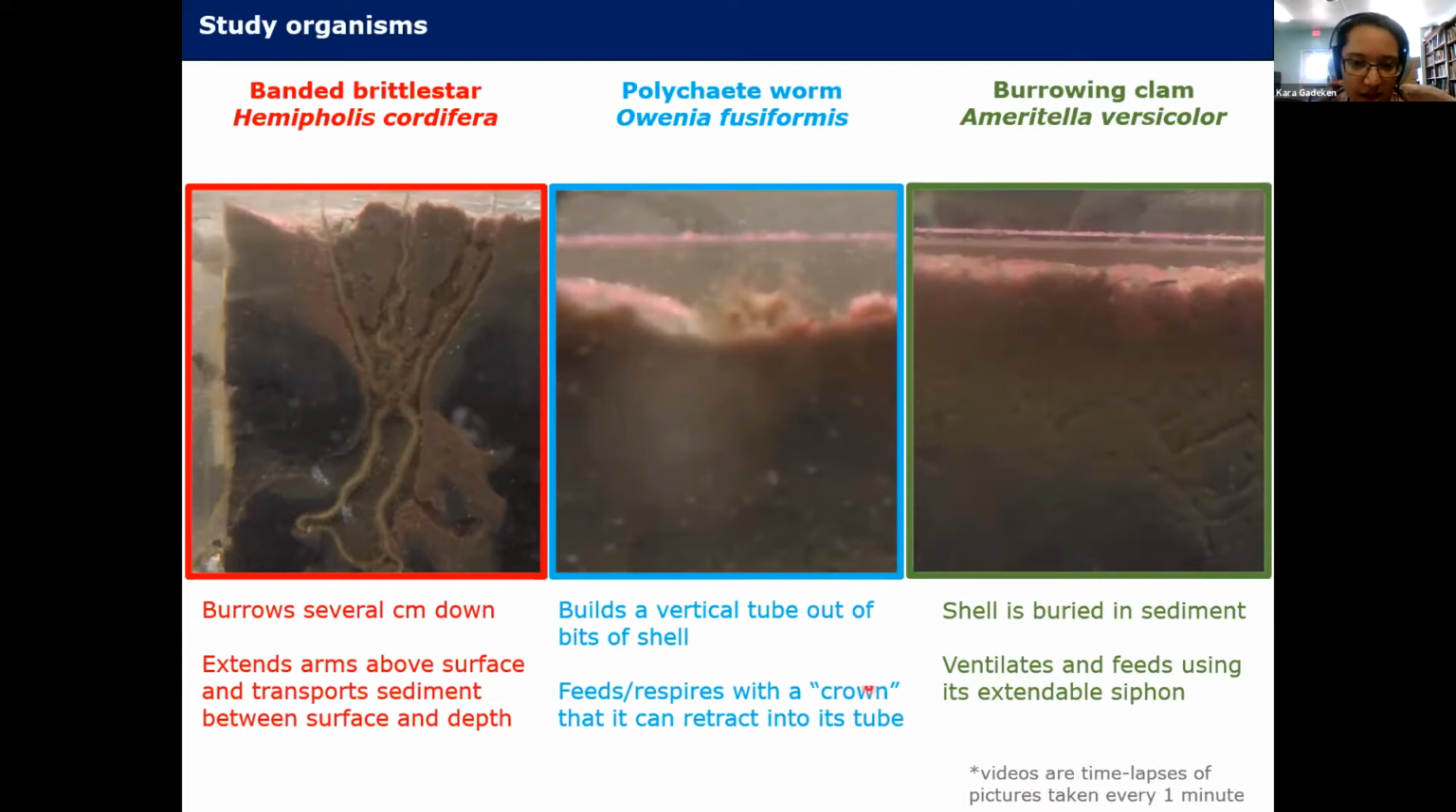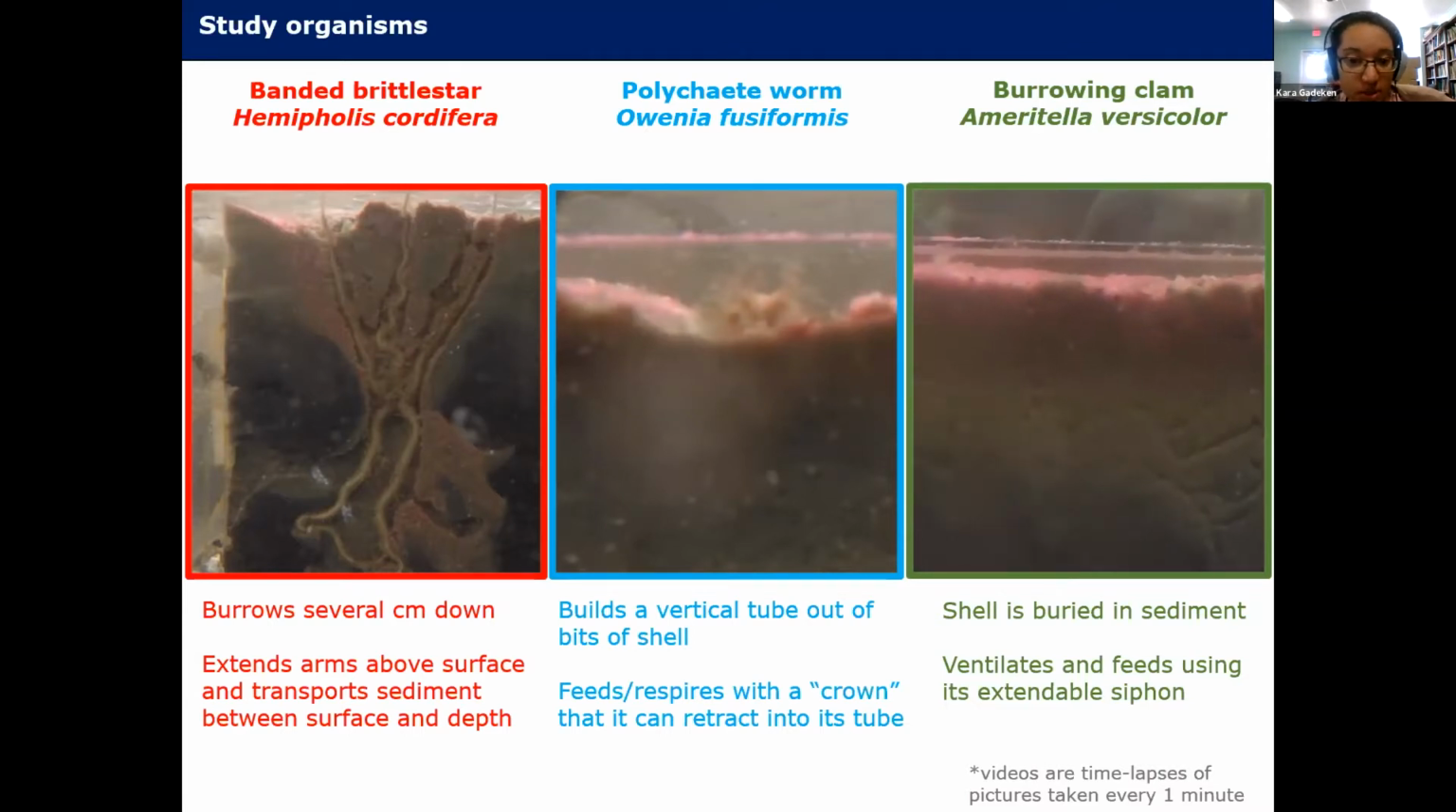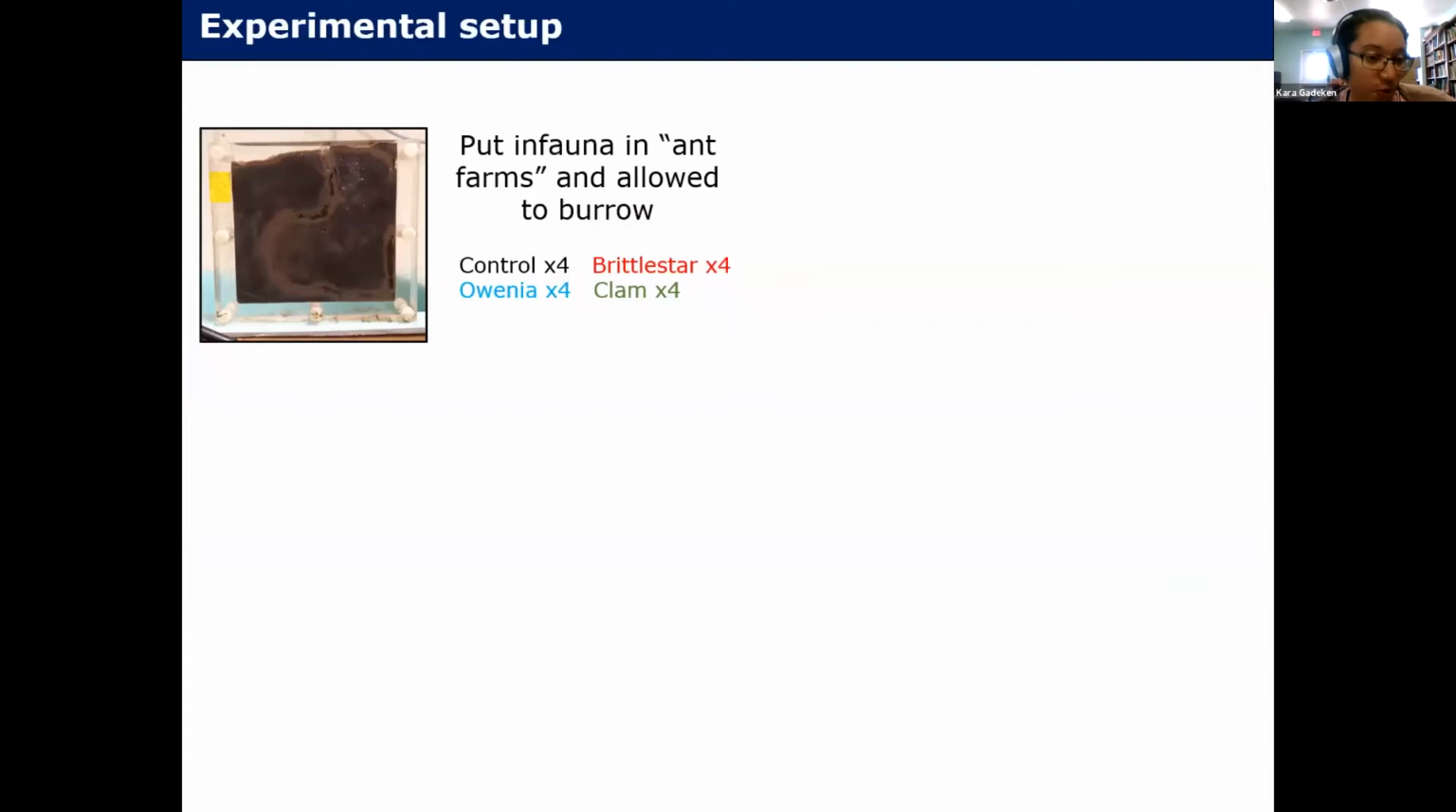And then the clam, we have here on the right. You won't see the clam itself because its shell is buried, but you can actually see the surface right here of the sediment pulsing as it's ventilating. So this ventilation could be injecting oxygenated water deeper in sediments and contributing to greater SOD. So theoretically, these are the reasons why these animals might be showing an effect on sediment oxygen demand within the sediment.